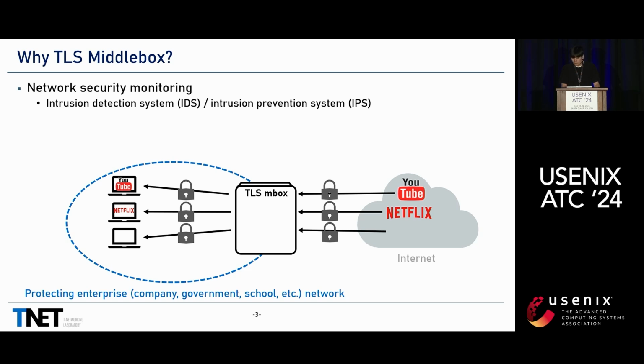There are two main goals of a TLS middlebox. The first goal is network security monitoring. One can unintentionally download a virus or malware from a compromised server. The TLS middlebox detects or prevents such incidents by monitoring the downlink traffic. Existing IDS or IPS systems such as Snort, Suricata, and Zeek already play this role.